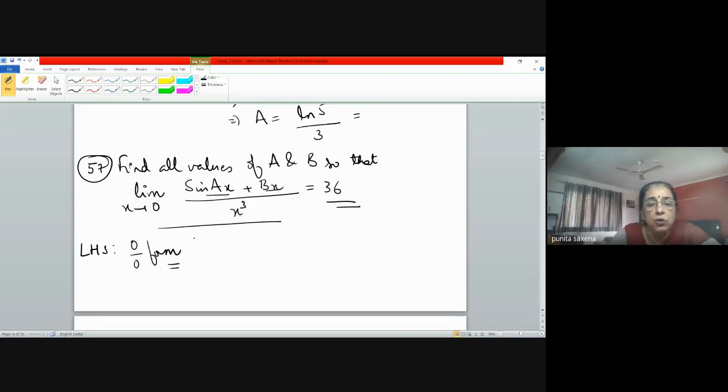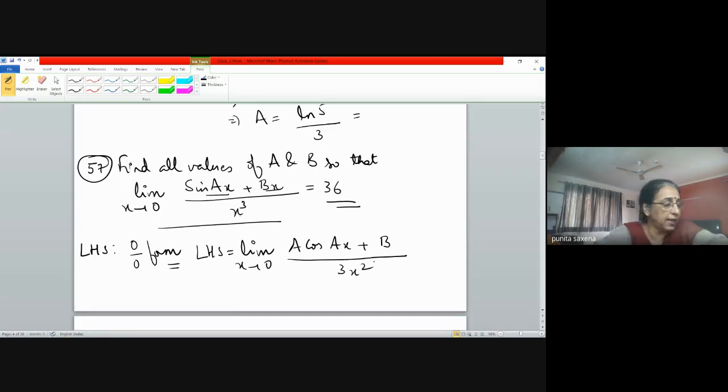Okay, so your left-hand side actually then, after applying L'Hopital's rule, gets reduced to limit x tending to 0. Now, we have to differentiate the numerator. So the numerator derivative will be what? a cos ax plus b upon 3x square. यही आएगा ना? After taking the derivative. Yes, ma'am. Right?